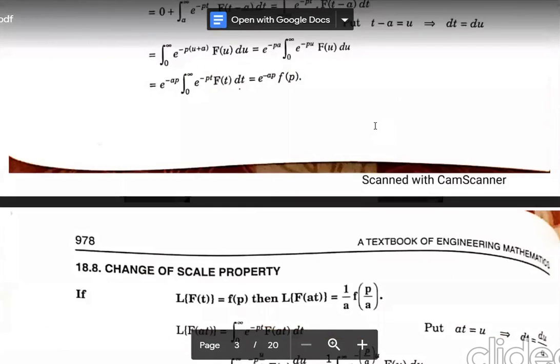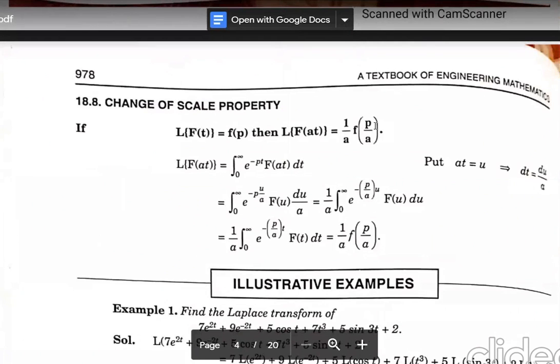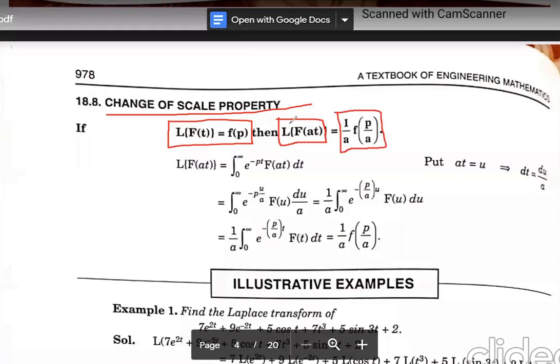Now next is the change of scale property, the third property. That is also very simple. If you know the Laplace transform of f of t is f of p, then it says that the Laplace transform of f of at is equal to 1 by a into f of p by a.